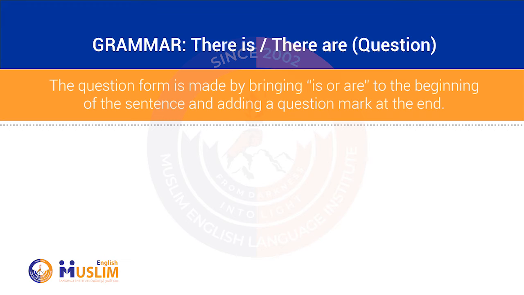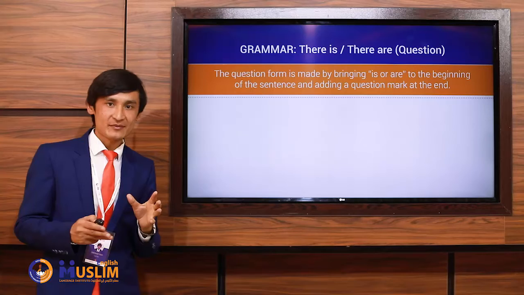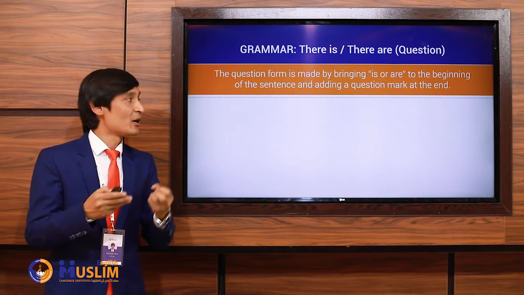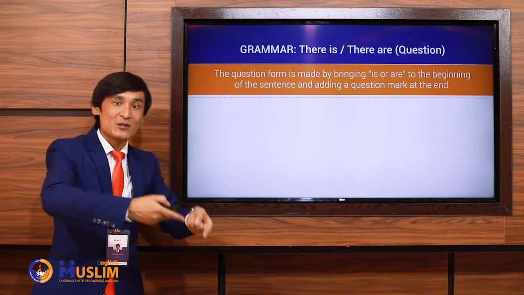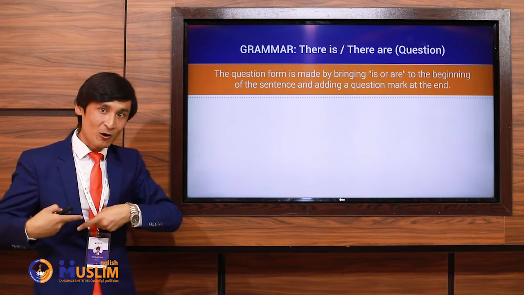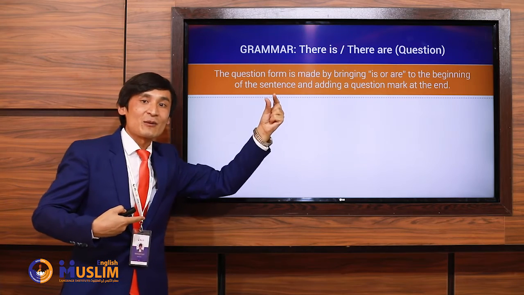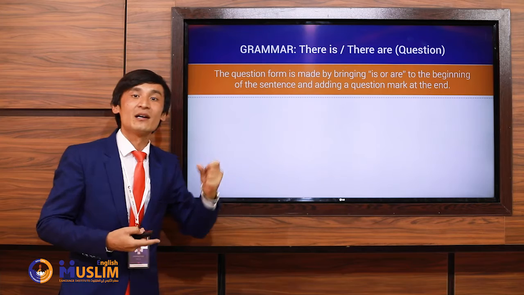The question form is made by bringing is or are to the beginning of the sentence and adding a question mark at the end.